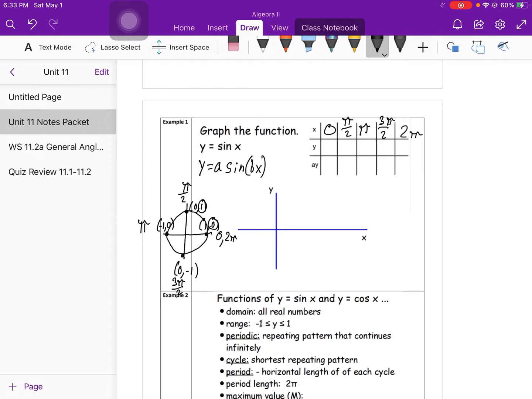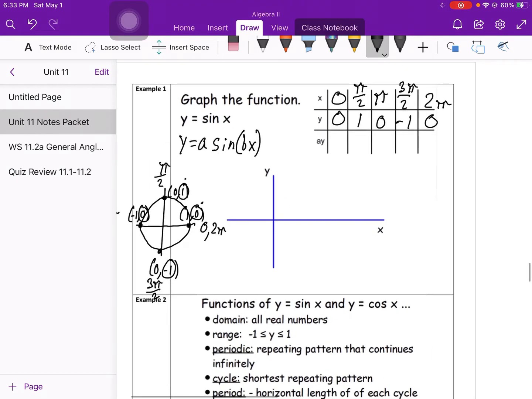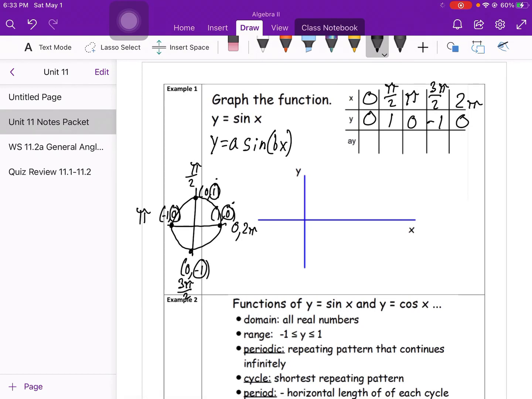Now, the y values for each of these changes. We start at 0, this one right here, and then we get 1, and then the next one is back to 0, and then down to negative 1, and then back up to 0 again for the last number. So for the coordinates, we're thinking of the y value. And then a times y, where a in this case is whatever is in front of sine itself. We just assume it's 1, so we're going to have the exact same values.